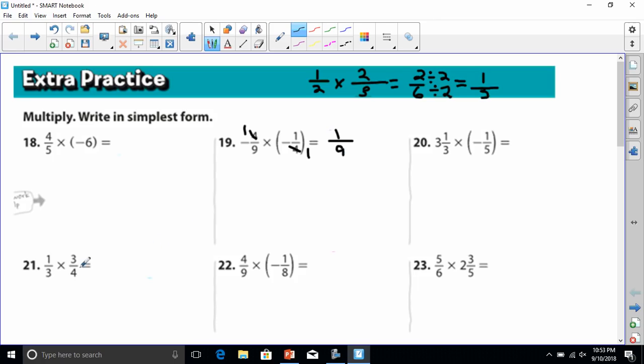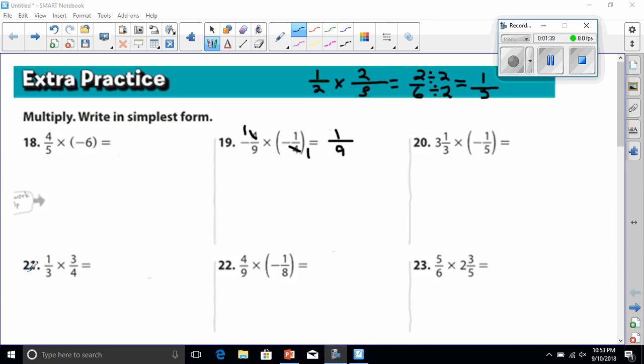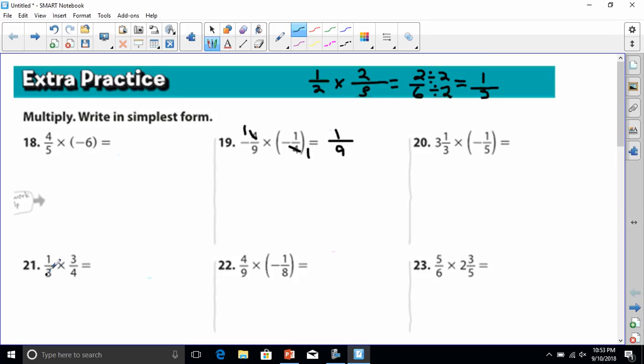Let's go to number 21 here. Under number 21, we have 1/3 times 3/4. Well, again, we can cross out the 3's and turn them into 1's. And now I got 1 times 1, that's 1, and 1 times 4, that's 4. So my answer will be 1/4.